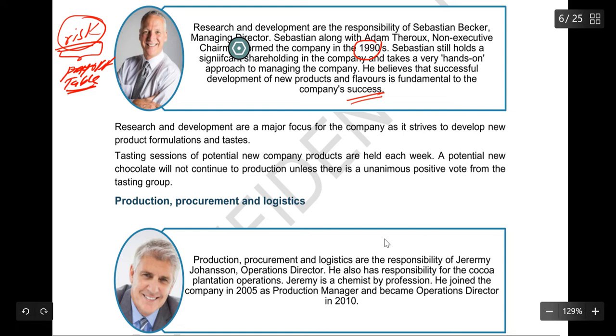Research and development are a major focus for the company as it strives to develop new product formulations and tastes. Tasting sessions of potential new company products are held each week. A potential new chocolate will not continue to production unless there is a unanimous positive vote from the tasting group. So students, that shows that they are always concerned about their products and they are dealing ethically with this also.